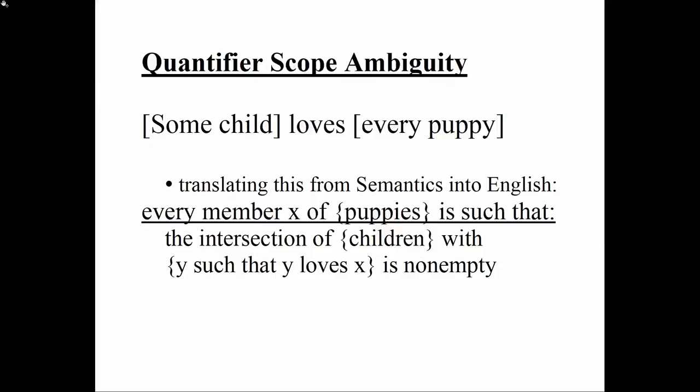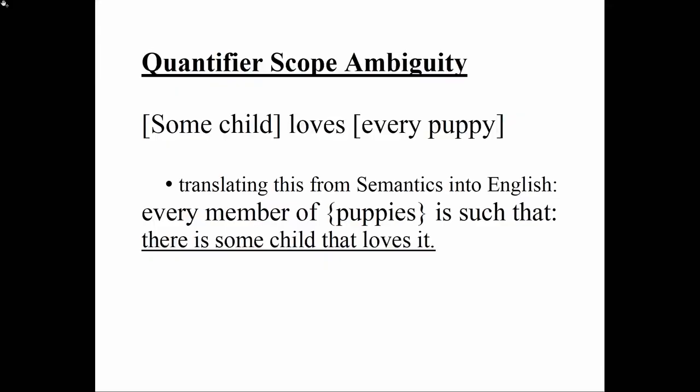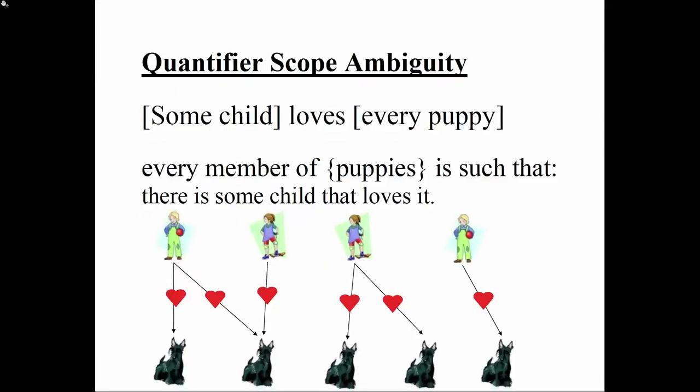So every member of the set of puppies is such that the intersection of children, such that there is some child that loves it. And I think I have a picture of that now. Yeah, there. So doing the operations in that order, we get this reading. Every member of the set of puppies has this property: there is some child that loves it. That's a reading this sentence can have.